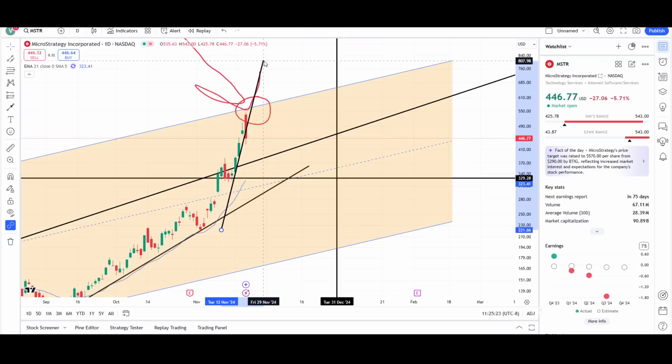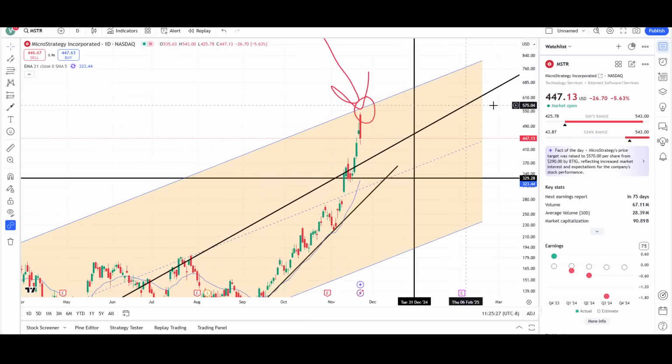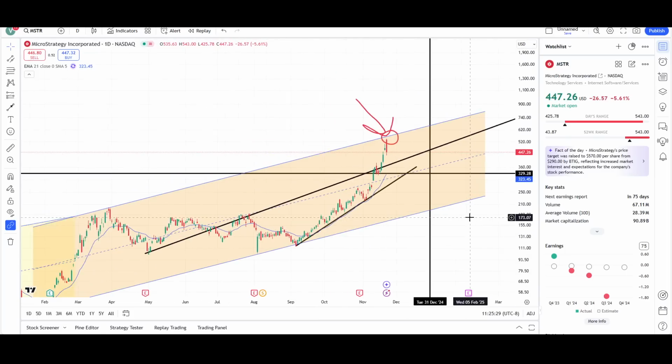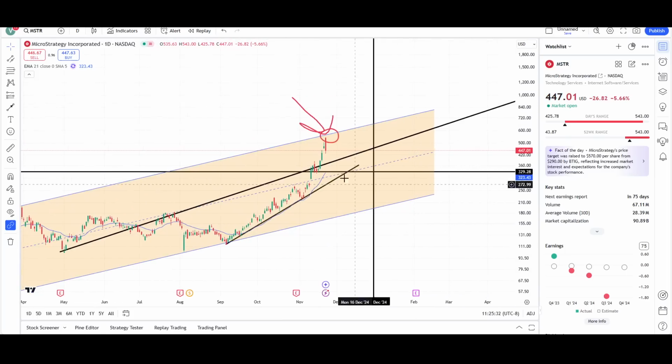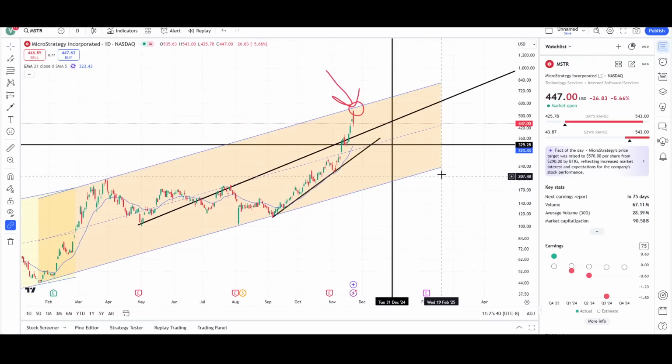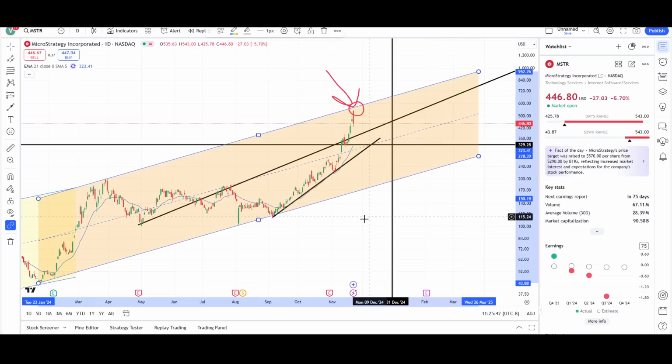So it looks like this could be the start of the pullback. I think there's a very high probability of that. I don't want to say for sure because you don't know for sure, but it looks like it is because of the reasons I outlined, which means we could probably see a pullback maybe to the 300 level, 327, maybe even lower.